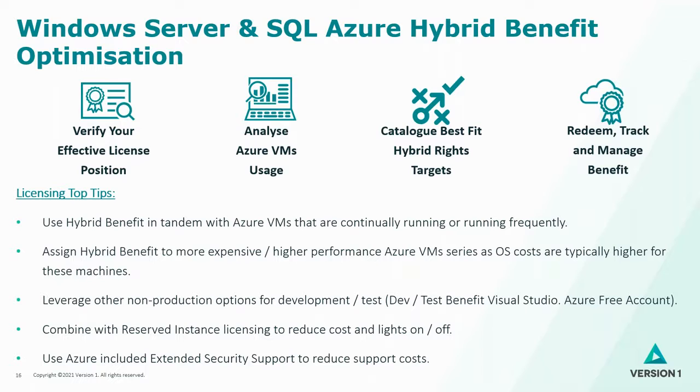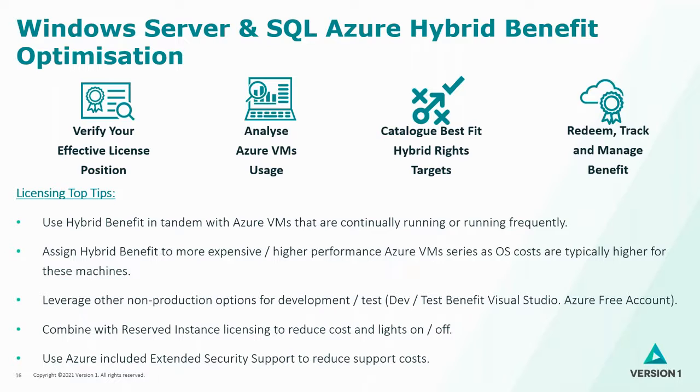So, some top tips around optimization. As I said, verify your license position, analyze your VM usage, catalog best fit hybrid rights and their associated targets, and then redeem, track, and manage the benefit. They're the key themes I would say to customers to take into account when it comes to making best use of Azure Hybrid Benefit.